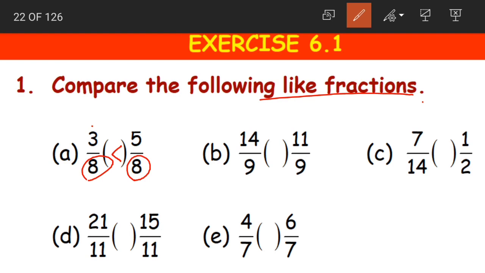14 by 9 and 11 by 9. Now again denominators are the same, so comparing the numerators, 14 is greater than 11. So 14 by 9 is greater than 11 by 9.